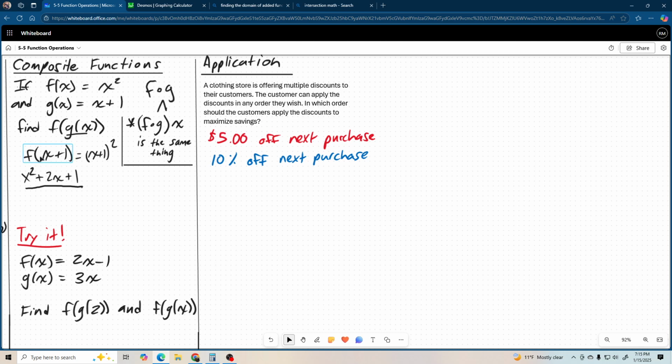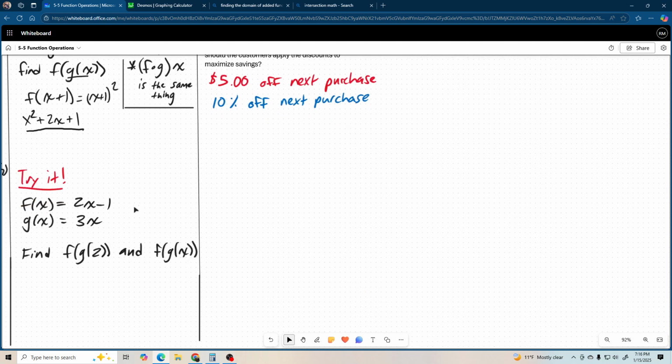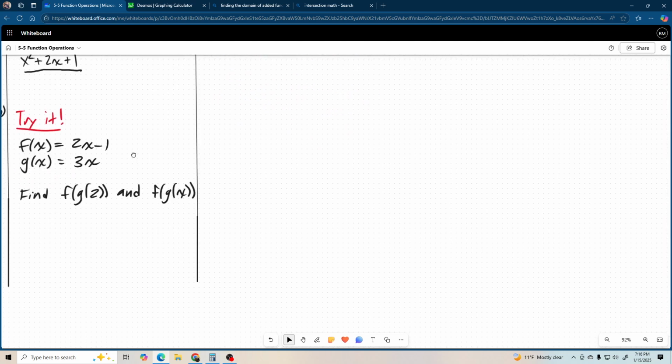When we take f of x plus 1, remember that f of x equals x squared. Everywhere we see an x, think of it as substituting in for this x right here. So f of x plus 1 is going to be x plus 1 squared. And then all we did is FOIL. If you want to take some time and FOIL that out, you can, but you can trust me on this. That is the FOILed version. All right, so let's go ahead and try this.